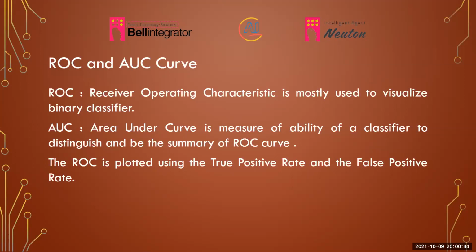The area under the curve is the measure of the ability of a classifier to distinguish, and it summarizes the ROC curve. These are technical terms that you might not understand, but you don't need to remember them. You should know how they work. That is enough. The most important thing that you should know about ROC is that it is always plotted between the true positive and false positive rates. True positives on the y-axis, false positives on the x-axis.